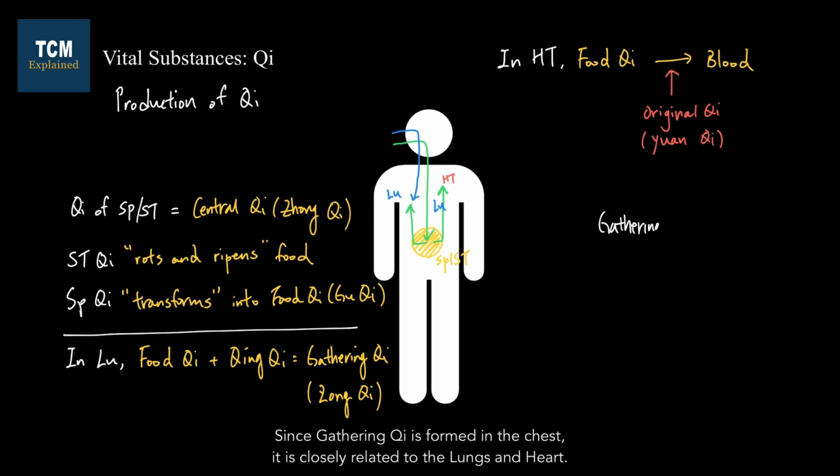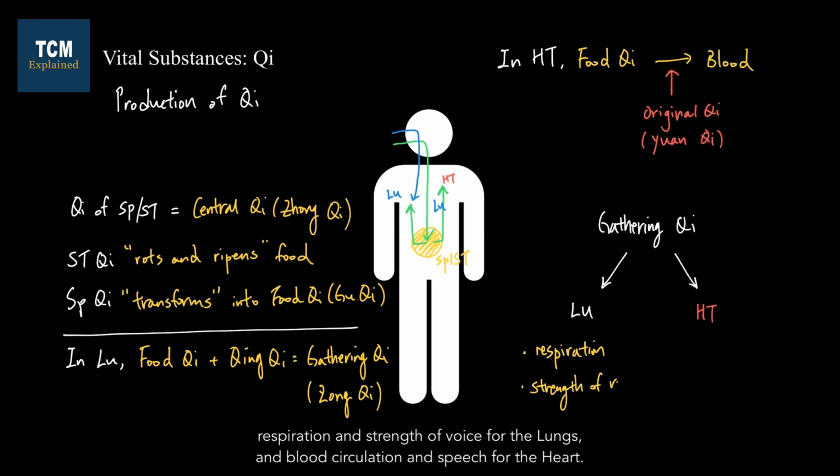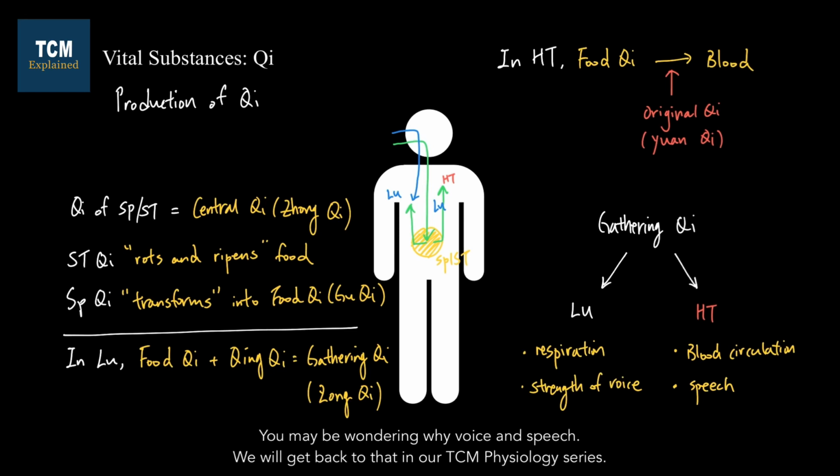Since gathering qi is formed in the chest, it is closely related to the lungs and heart. Because of that reason, gathering qi is said to promote the functions of these 2 organs: respiration and strength of voice for the lungs, and blood circulation and speech for the heart. You may be wondering why voice and speech. We will get back to that in our TCM Physiology series.